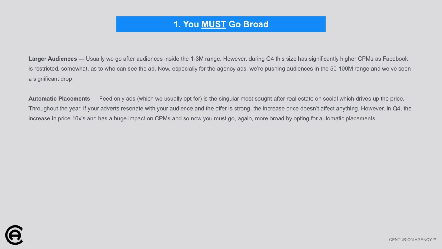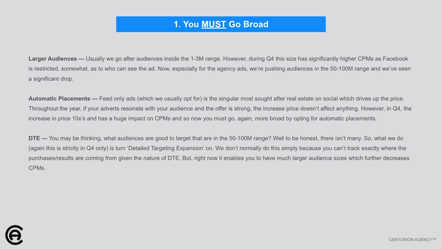And so now, again, you must go more broad by opting for automatic placements. You want to do as much as you can to just let Facebook take over. Increases in prices are usually fine throughout the year. As I say, with feed-only placements it's usually fine. But what happens now in Q4, especially 2020 with the presidential election going on, is the increase in price gets inflamed. So what may be a 20% increase is now an 80% increase. I don't want to touch on that too much because I'm going to detail it in a lot more depth in a minute, but just remember automatic placements.